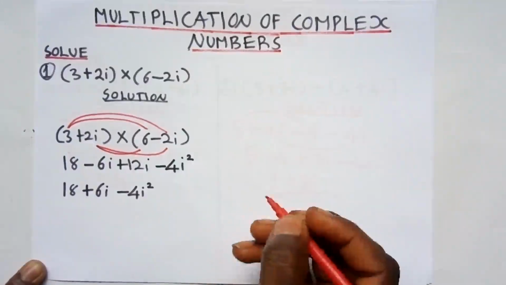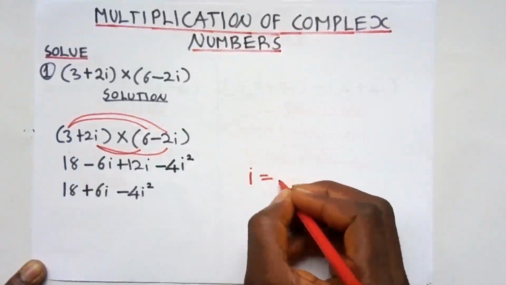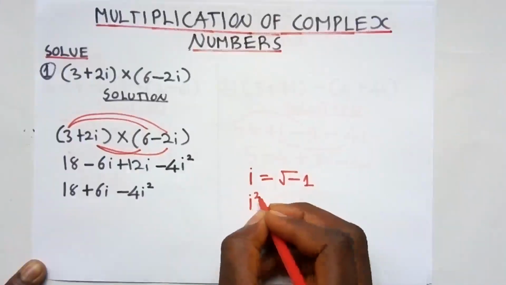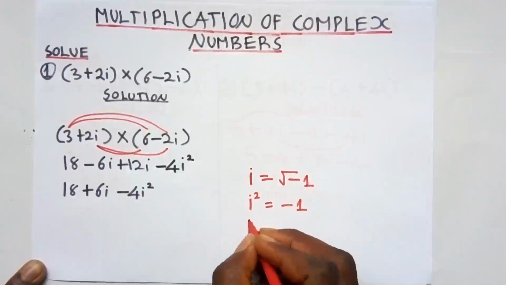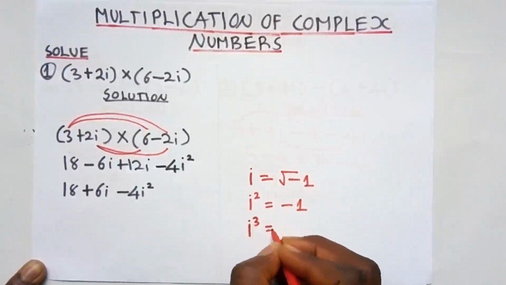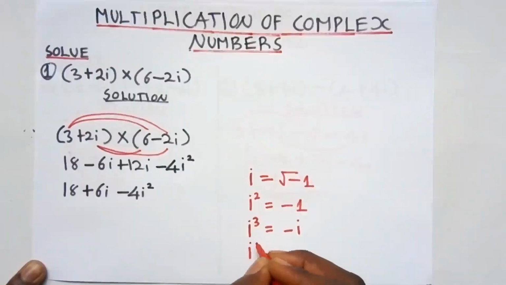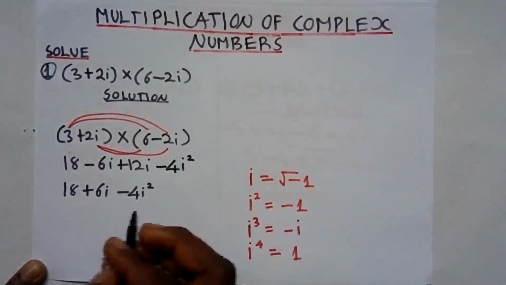Always bear this in mind. For all complex numbers, i is equal to the square root of minus 1. i squared is equal to minus 1. i raised to the power of 3 is equal to minus i. And i raised to the power of 4 is equal to 1. So from here you can see that i squared is equal to minus 1.